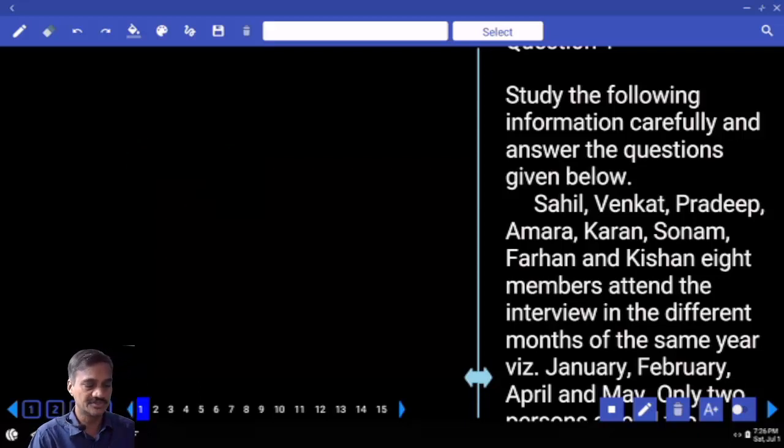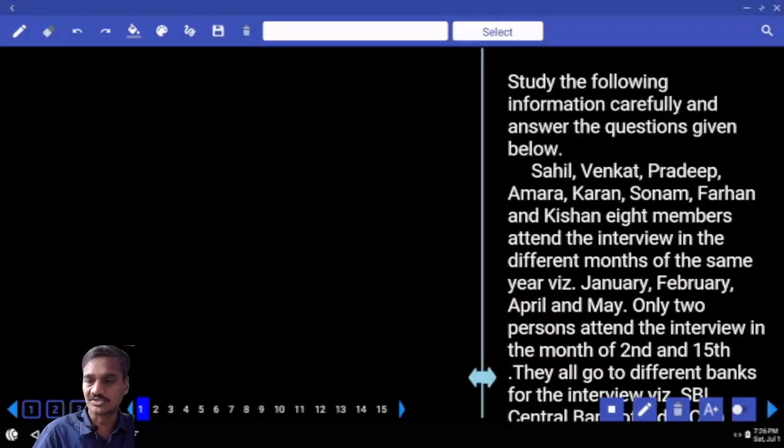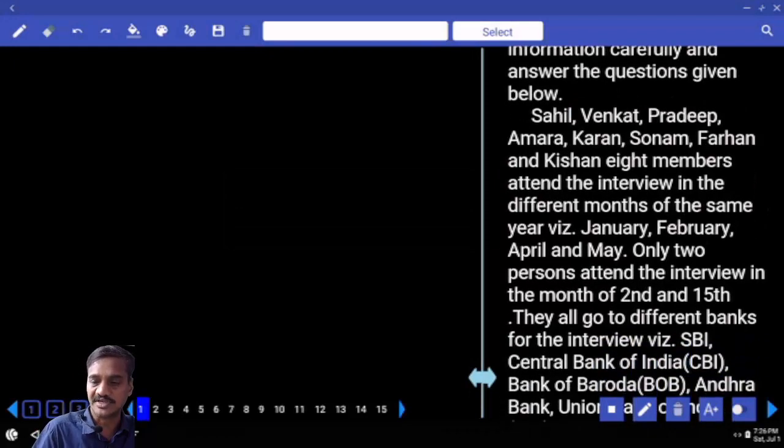Now here, how many persons are there? Sahil, Venkat, Pradeep, Amar and so on are the 8 persons. They attend the interview in different months of the same year. And how many months? There are 4 months and each month has 2 different dates. Now Sahil, Venkat and so on; Jan, Feb, April and May. Now what are the dates we have?